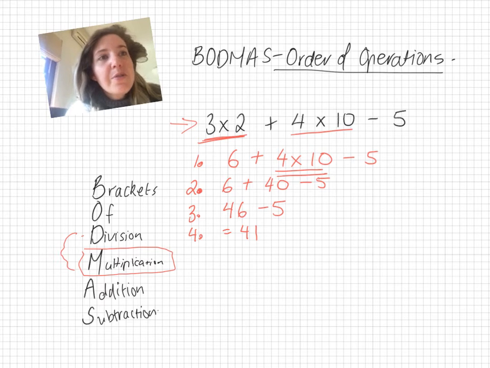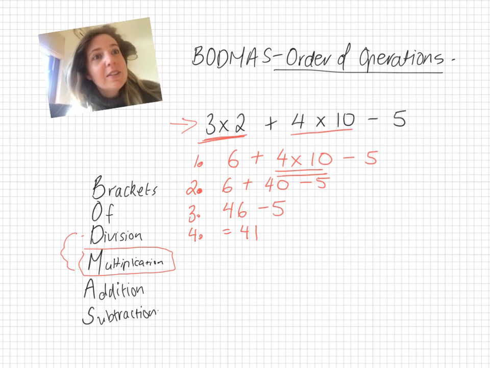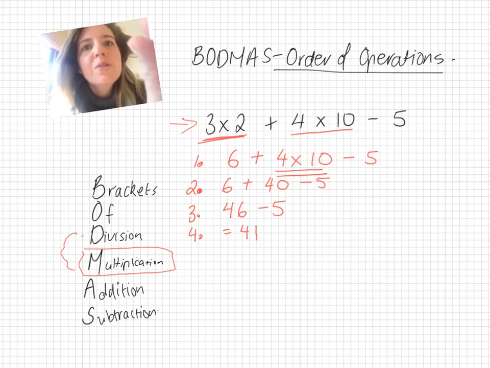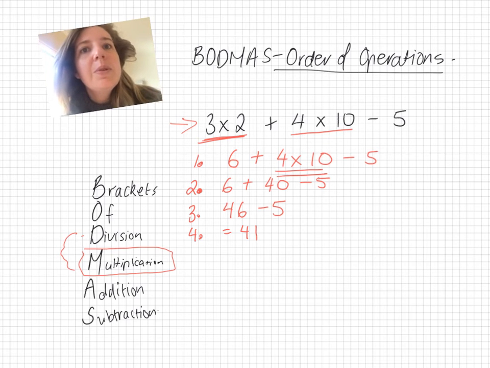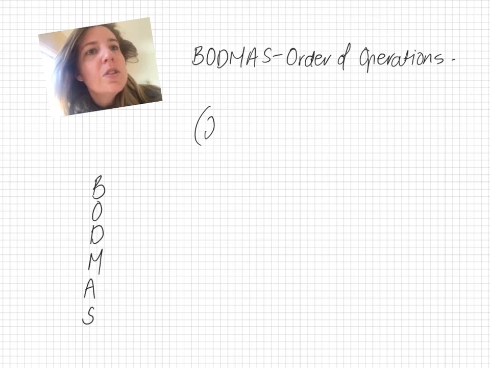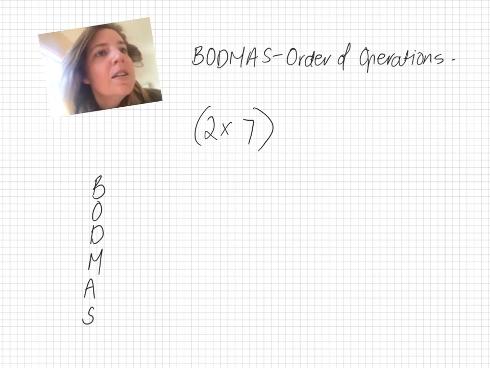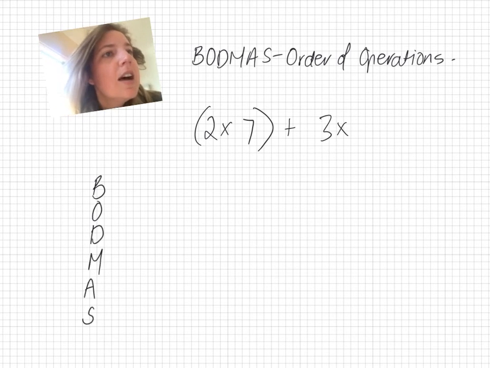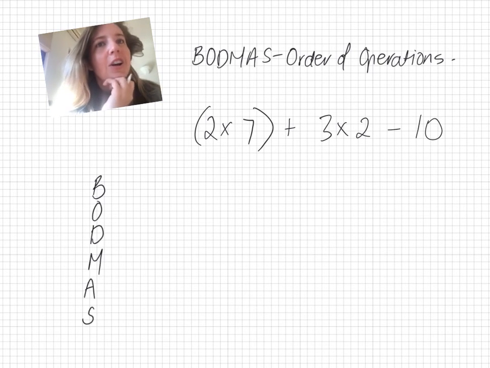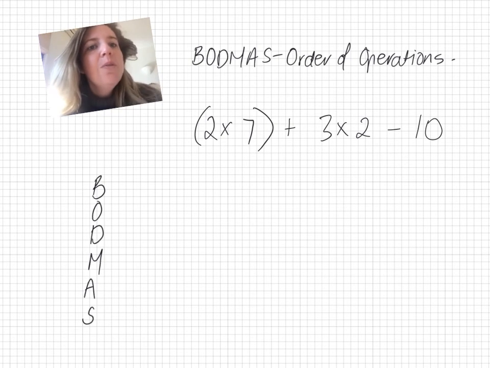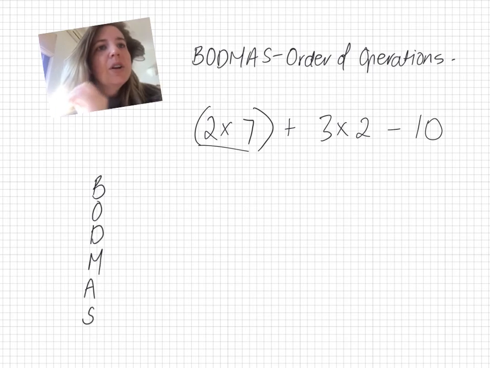I'm going to do another one for us. I'm going to rub this out and I'm going to write down another equation. Okay, so the next equation I'm going to do, I'm actually going to put some brackets into it and I'm going to do 2 times 7 plus 3 times 2, take away 10. Okay, so keeping my numbers nice and simple, but I'm using lots of different operations. So we can see that our brackets is first. So that's the first thing that I need to solve.